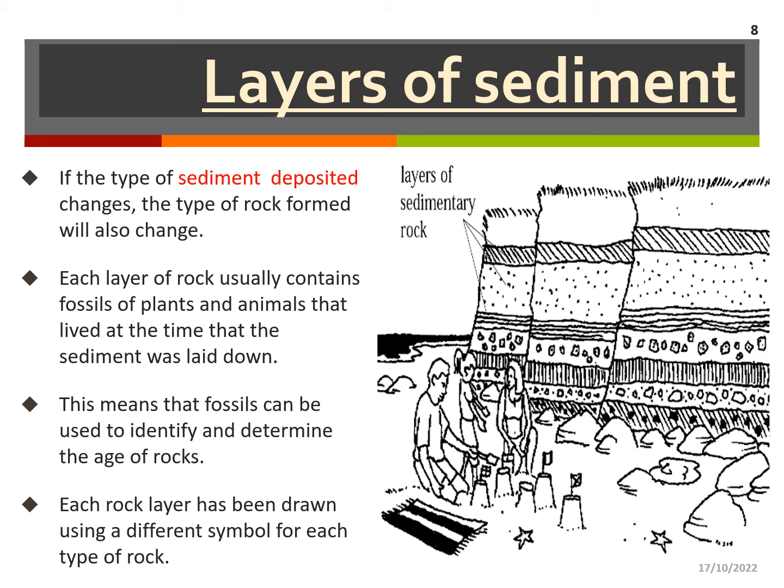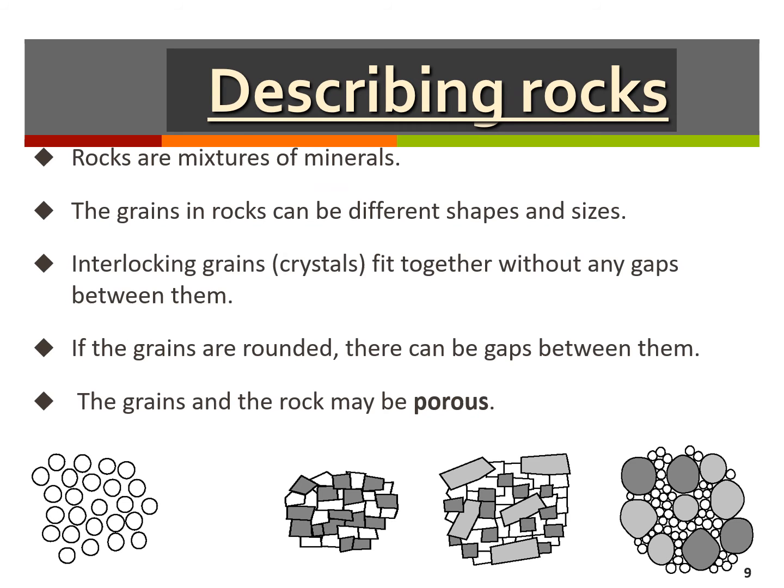How do you know how old a sedimentary rock is? So, the way the sediments have been laid and deposited over time changes the type of rock we have. Each layer of rock usually contains fossils of plants and animals, and this determines how old the rock is. Each rock layer has been drawn in different symbols in the diagram in this picture. So, looking at how the sediments have been deposited over time, you can determine the age of the rock.